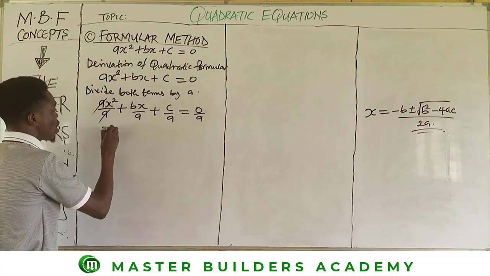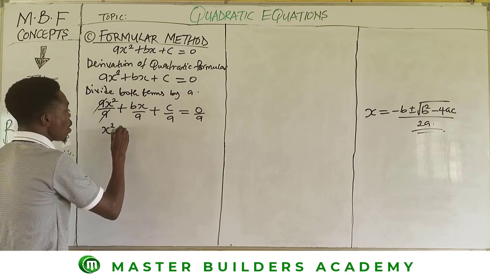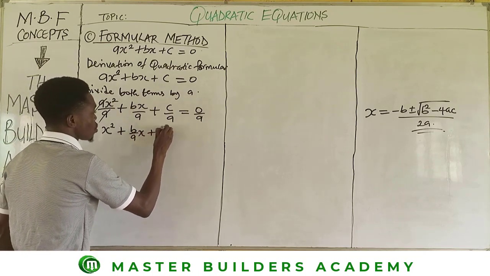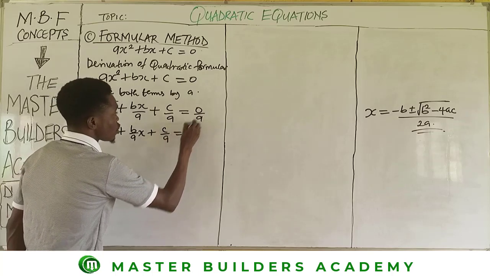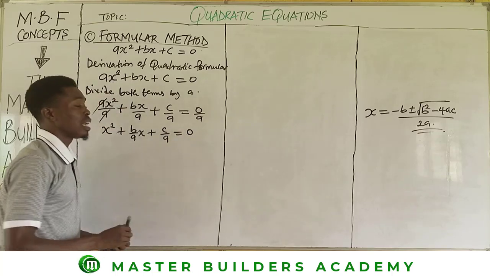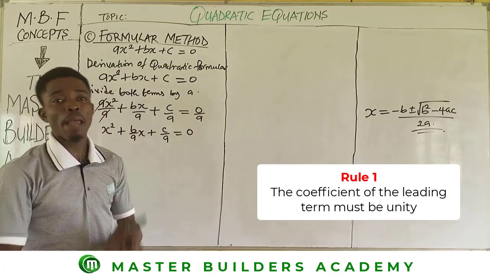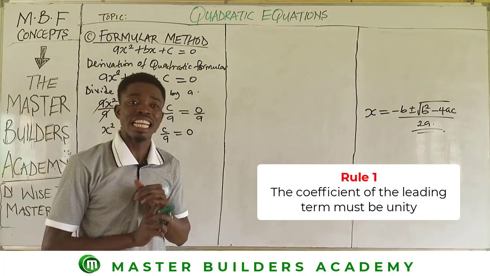Then we have x squared plus b over a x plus c over a, equals 0 divided by a, which is 0. Now, we are done with the first step, which says that the coefficient of the leading term must be 1.